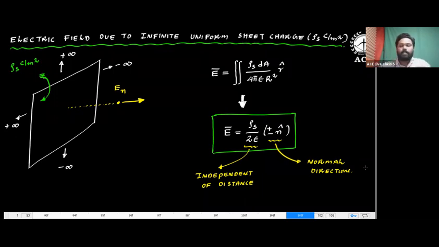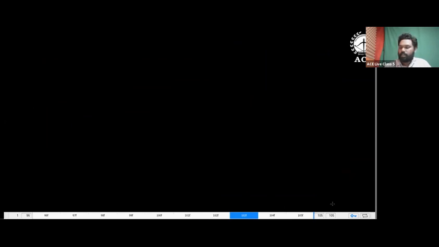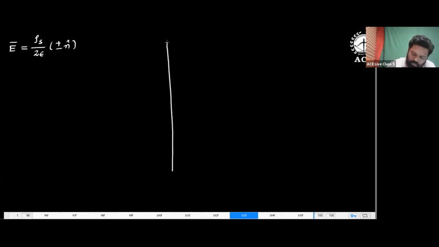To have further visualization, let me turn the page here. I'm going to draw what the electric field is here. E is equal to rho s by 2 epsilon plus or minus n cap. I'm going to draw the infinite sheet like this, which is extending from minus infinite to plus infinite.